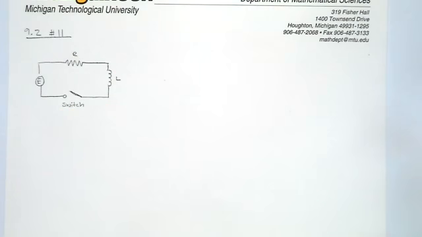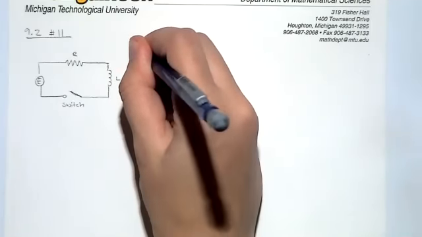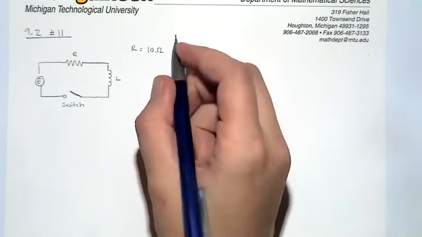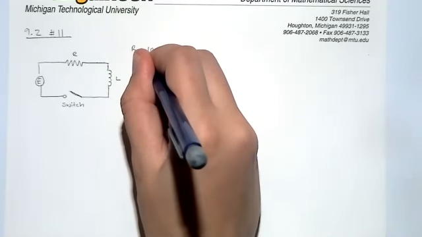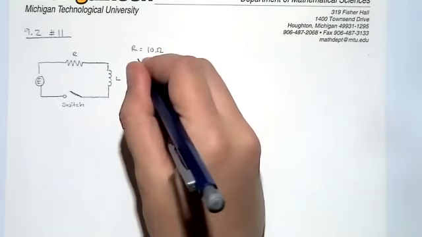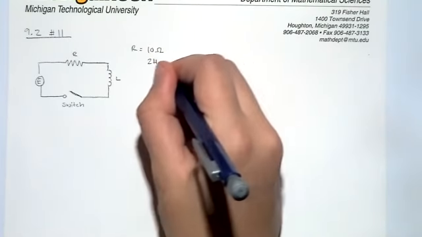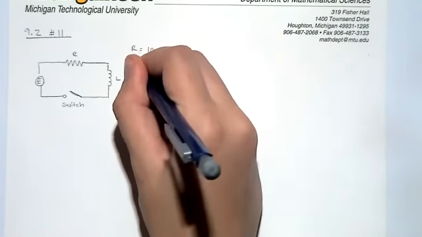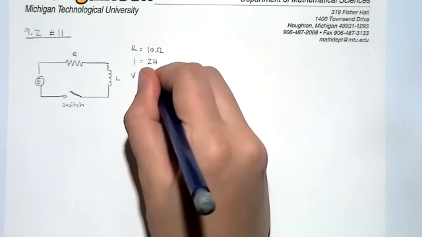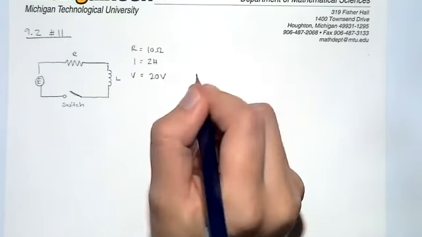Great. So we're looking here at a simple electric circuit. Our R is going to be equal to 10 ohms. We have an inductance of 2H, 2 henries, and our voltage is going to be equal to 20 volts.